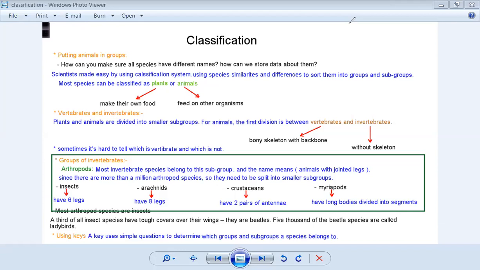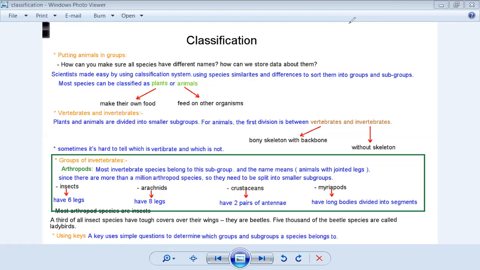Give me an example of an animal with 6 legs, like insect. Spider. A spider, I think. Spider has 8. Yeah, spider has 8. Fly, bee, butterfly. Yeah. Okay, all of them have 6 legs.